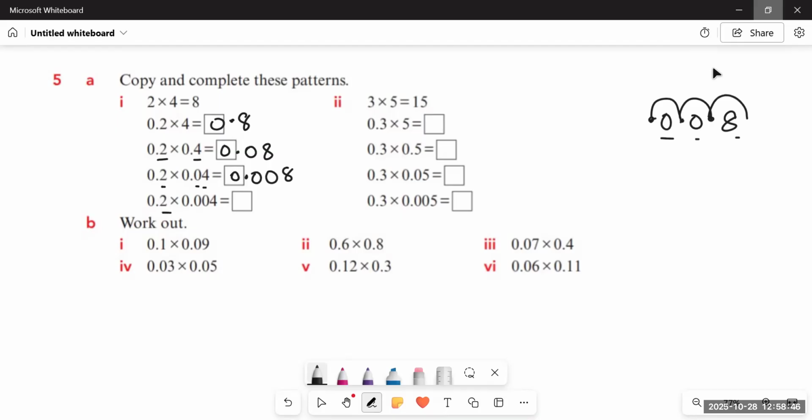So if you have 1, 2, 3, 4 decimal places, you have to put the decimal before the last four digits. It's having 3 zeros and 1 8. So together it would be having 4 decimal places. Similarly, 3 multiplied by 5 is 15. So 0.3 times 5 means it would be 1.5. And 0.3 into 0.5, two decimal places, so it would be 0.15.